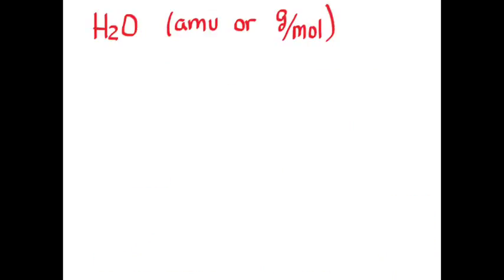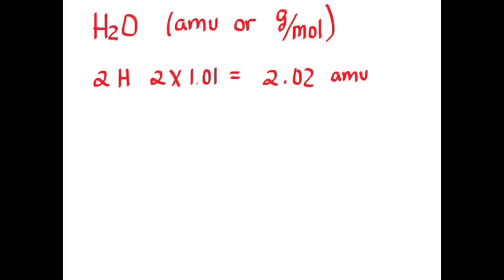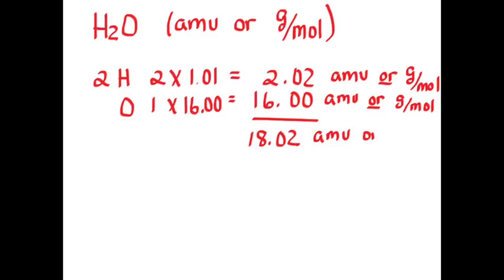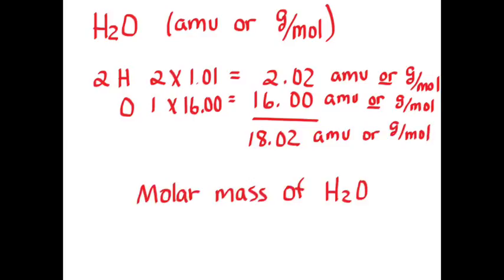Let's work on water. 2 hydrogens, 2 times 1.01 grams. We can measure this in atomic mass units or grams per mole. And oxygen, 16.00. Atomic mass units or grams per mole. Add them together, 18.02 atomic mass units or grams per mole. The molar mass of water is 18.02 grams per mole.